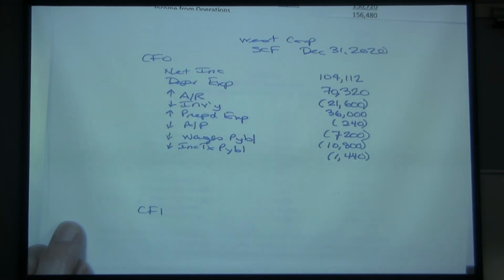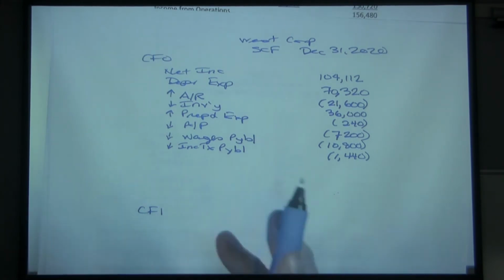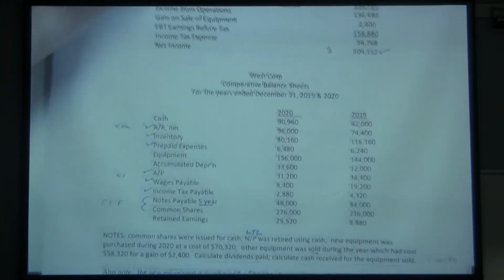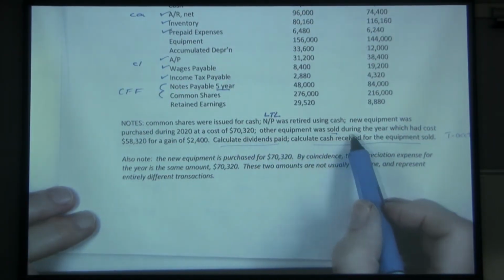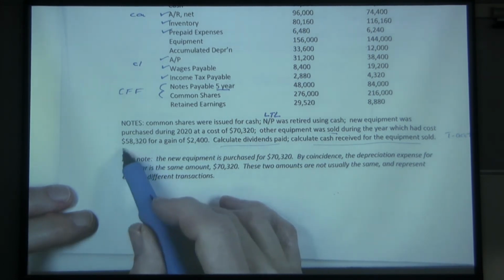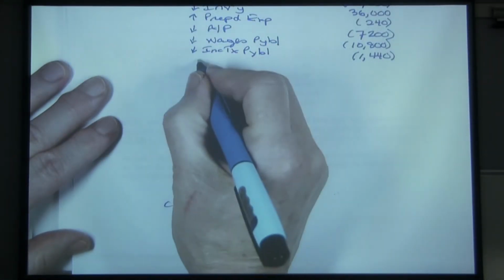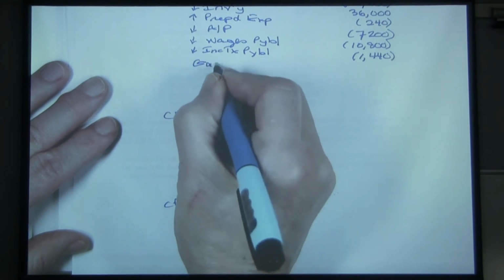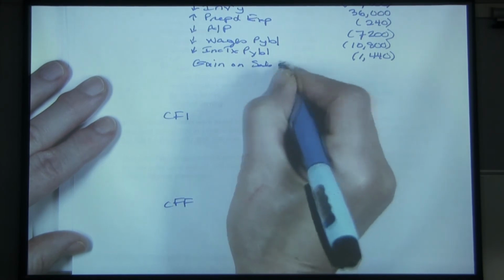Okay, we do need to take a look at the equipment item. So we sold equipment. In the notes, it said the equipment was sold during the year. Originally it had a cost of $58,320. There was a gain of $2,400. We need to jot this gain down in our CFO section. So gain on sale, you can put gain on sale of equipment.